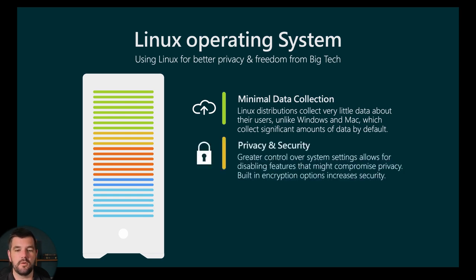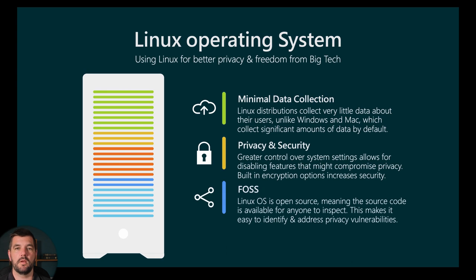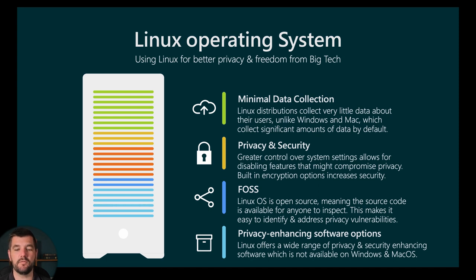Privacy and security: greater control over system settings allows for disabling features that might compromise privacy, and built-in encryption options increase security as well. Being free and open source, the source code of Linux operating systems is available for anyone to inspect, as we just mentioned. This makes it easy to identify and address privacy vulnerabilities. And finally, privacy-enhancing software options. Linux has a huge library of applications that offer a wide range of privacy and security-enhancing software, which is not available on Windows and Mac OS.